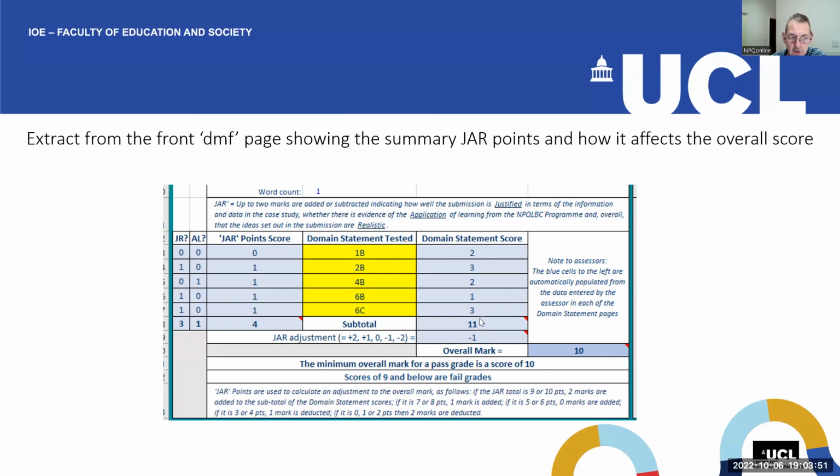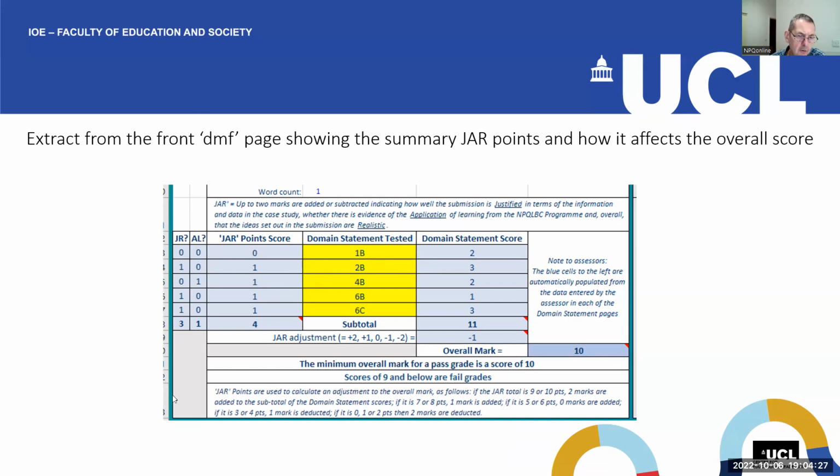So this is a slide that I've shown you previously, and on this slide we've got the domain statement scores 2, 3, 1. And then if we look at the score for 1B, as we've just seen, the JAR score for 1B was 0 and 0. So the total JAR point score for 1B is 0. Look at 2B, if you remember, we looked at that a moment ago. For 2B, the answer to question 1 was yes, so that's a JAR points total of 1, whereas the answer to the second JAR question was no, so that's a score of 0.